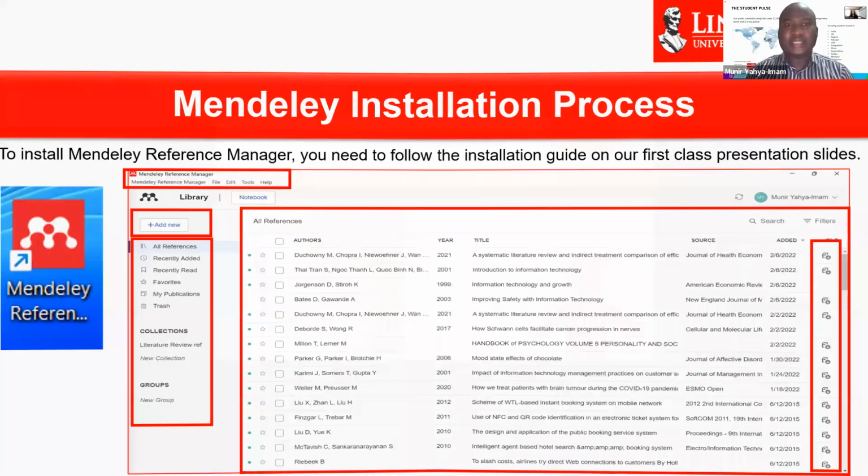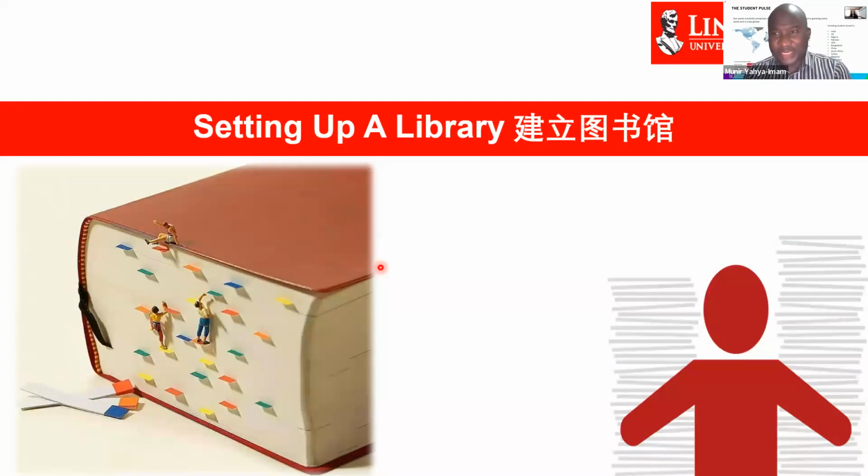Now, having said that, let's see how we can set up a library. What is a library? This library is where we put a collection of articles and books that we find online that we think will be helpful in our research journey. Okay, this is where we need to put everything together. So whatever paper you get from Google Scholar, from IEEE, from Taylor & Francis and the likes, you can put everything in this particular library.